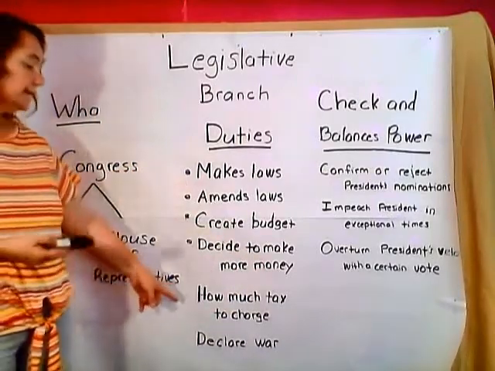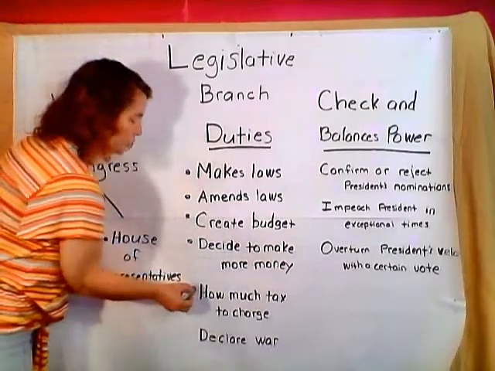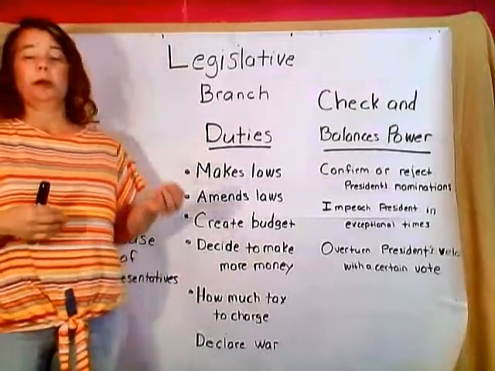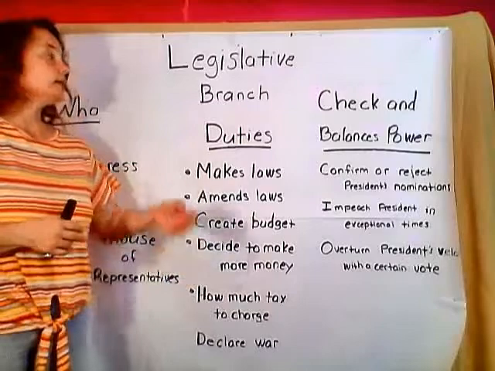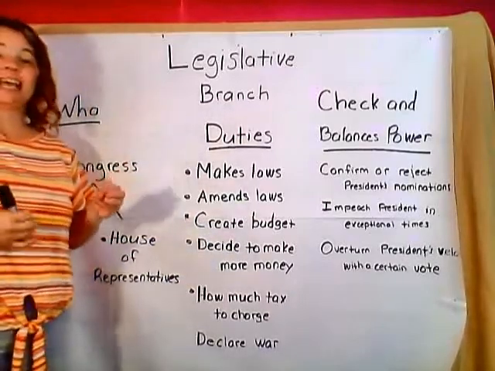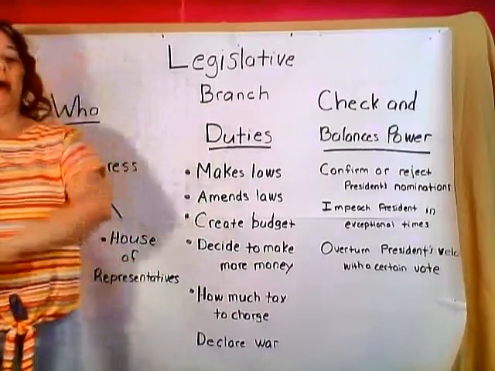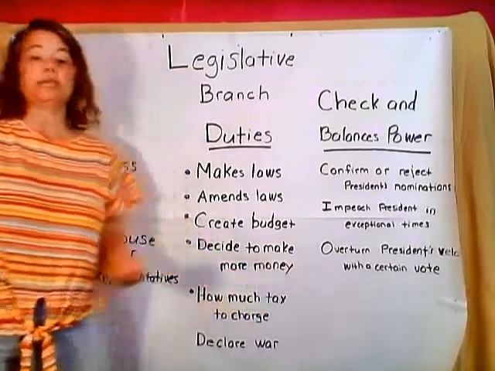Another thing they do is they decide how much tax money they need to charge the people. So when your parents go to work, they get a paycheck. Well, part of that paycheck always has to go back to the government. So the legislative branch decides how much of that money from your parents' paycheck is going to go back to the government. So that's part of what they decide. That's called a tax. It's called the income tax.